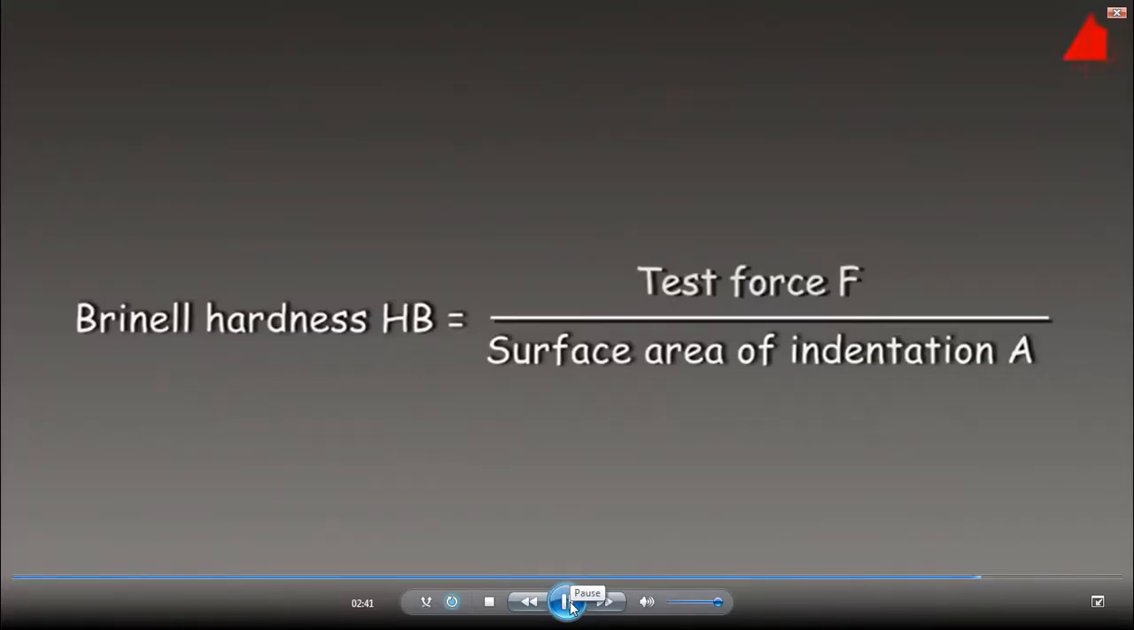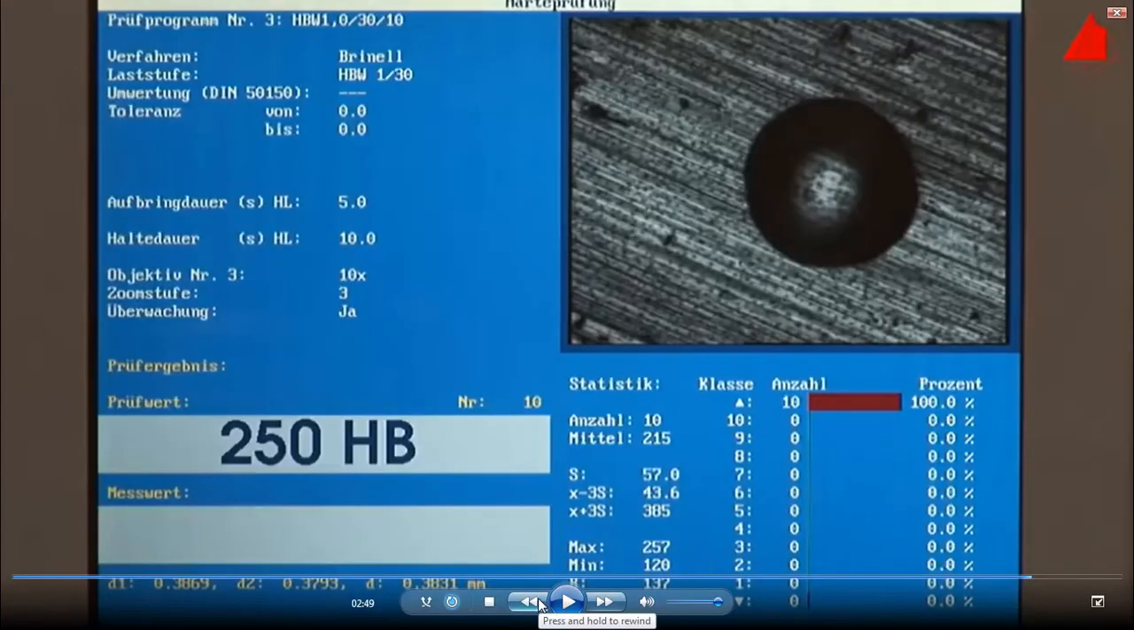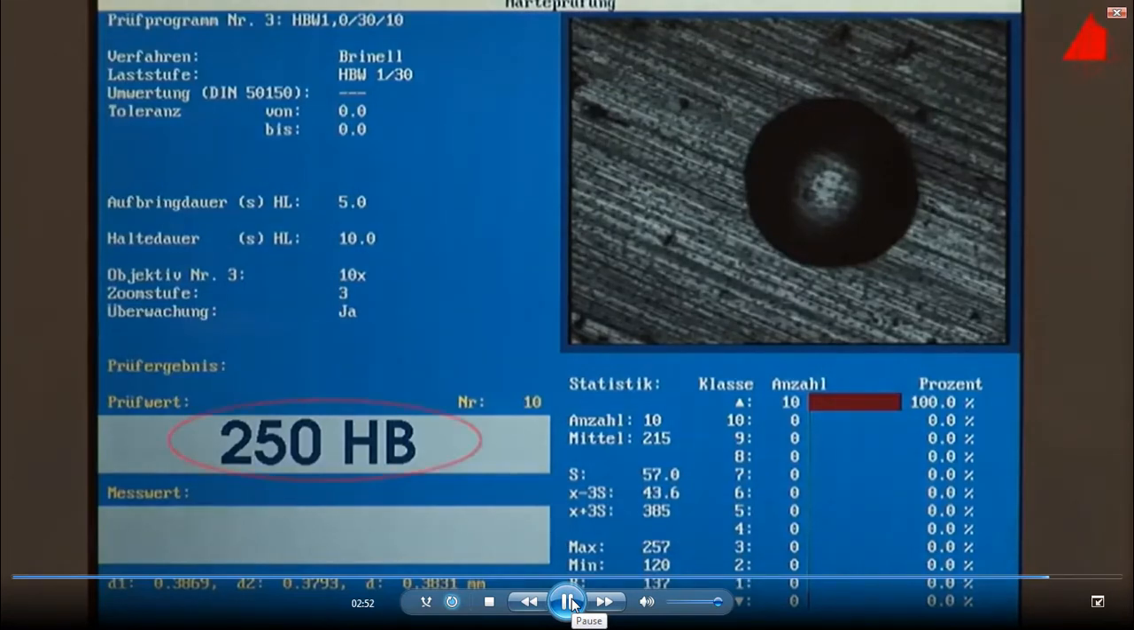The hardness value is defined as test force F in the old unit kilopond divided by the area of the indentation A in square millimeters. This is the formula. Brinell hardness is equal to test force divided by the surface area of the indentation. Okay. The result is displayed on the bottom left hand corner of the screen and amounts to 250.